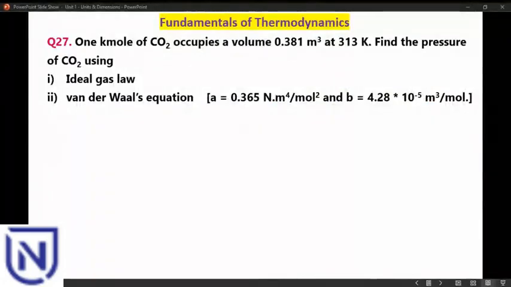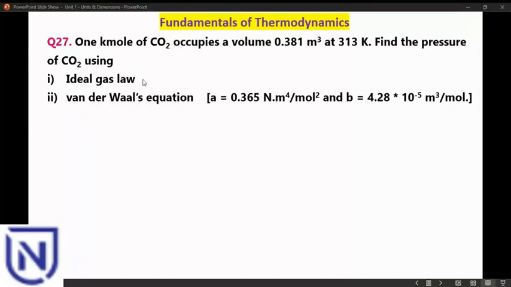1 kilomole of CO2, carbon dioxide, occupies a volume of 0.381 meter cube. Did you observe that it is meter cube? Absolute volume. I made a mention of 1 kilomole here, 1000 mole. 1 kilomole is written in words, there is no number written. Okay, 0.381 meter cube at 313 Kelvin. Find the pressure of CO2 using the ideal gas law and the van der Waals equation. Two independent problems for which the data is the same.